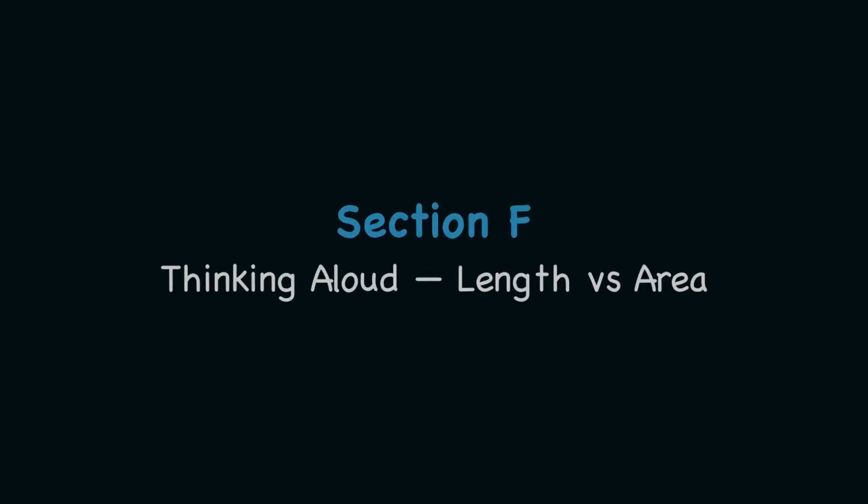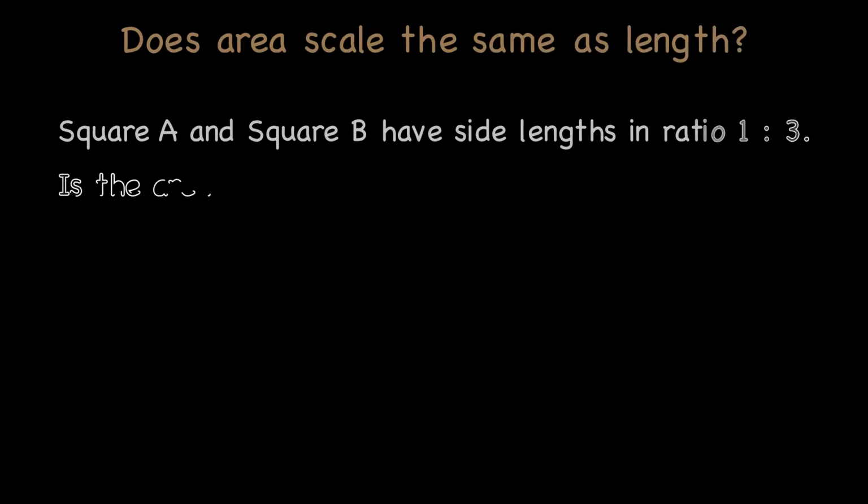Section F, Thinking Aloud, Length versus Area. Section F, a thinking aloud question. Square A and square B have side lengths in the ratio 1 to 3. Is the area ratio also 1 to 3? What do you think? Let's find out.